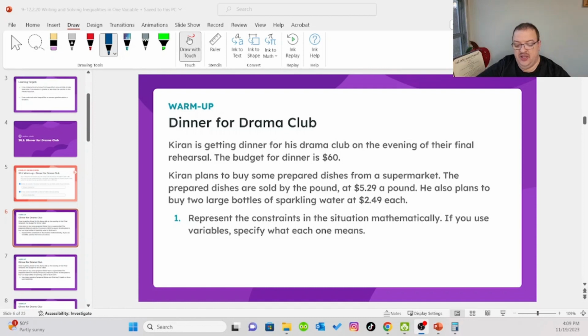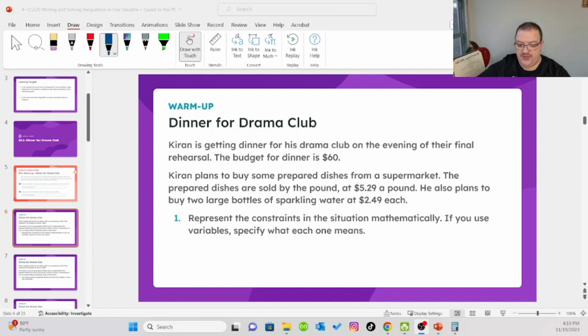Number 1, represent the constraints in the situation mathematically. If you use variables, specify what each one means. So anytime we have a word problem and we're trying to turn it into an inequality, we're going to go line by line and take the information as it's given to us. If there are pieces of information that we need, yet we don't have, that's where we use variables.